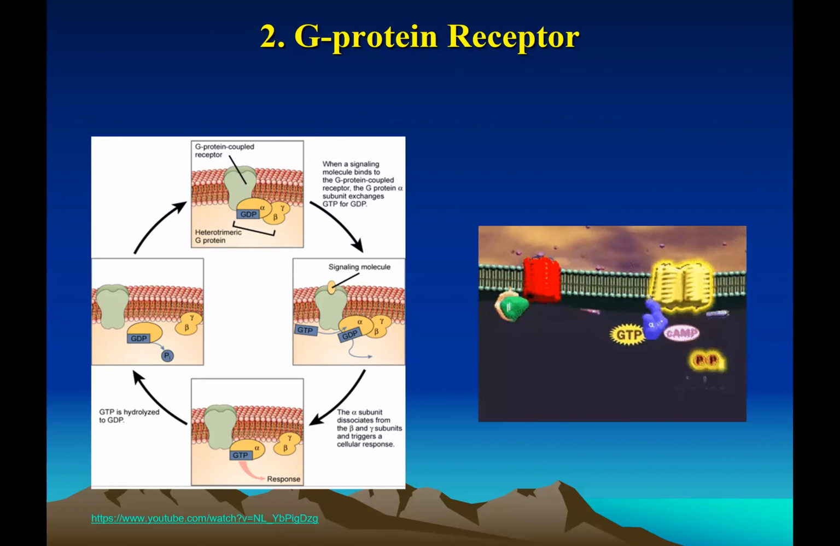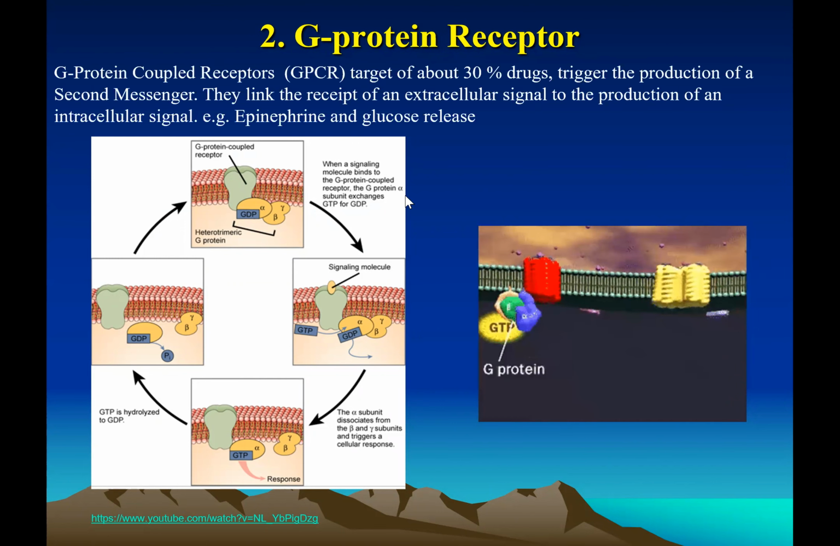And this is how adrenaline works. It's epinephrine, another word for adrenaline. So G protein coupled receptors are very, very important because 30 to 50% of the targets for most of the drugs that have been discovered work this way. We have to know this inside out.